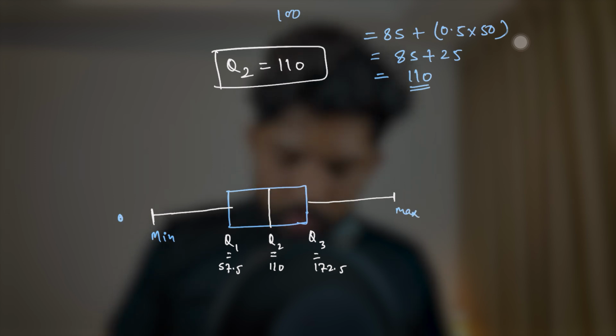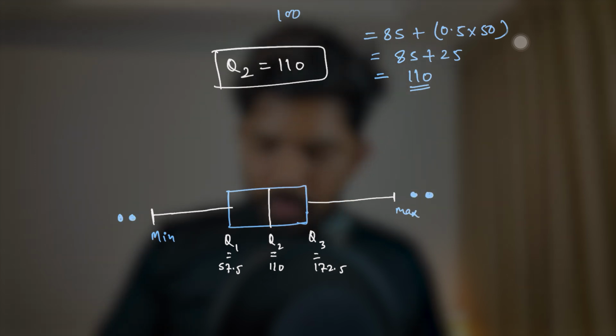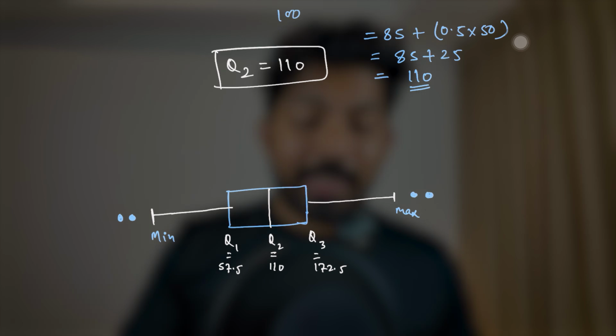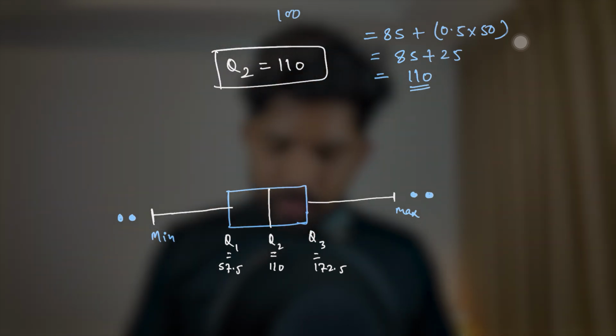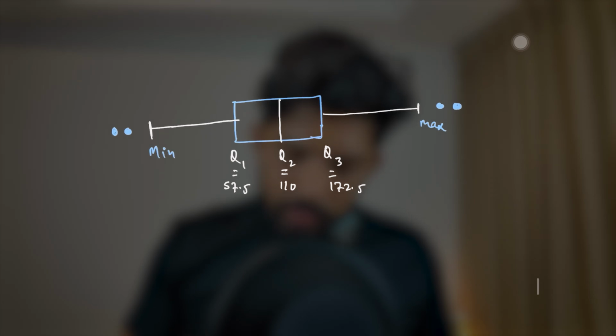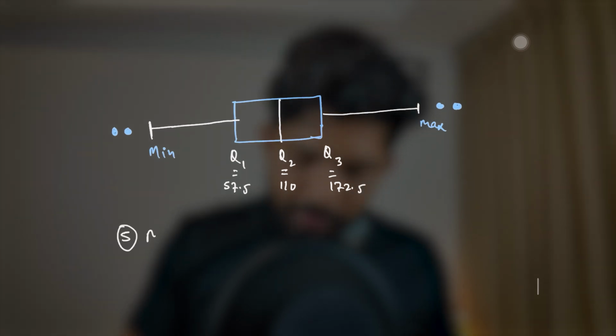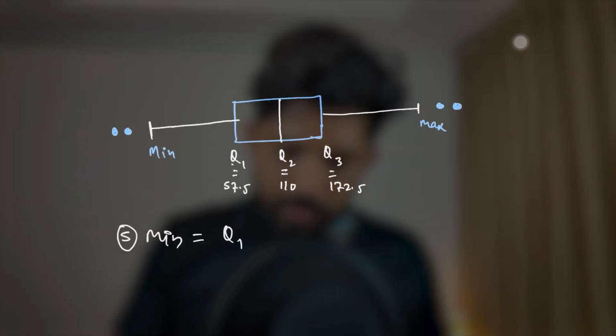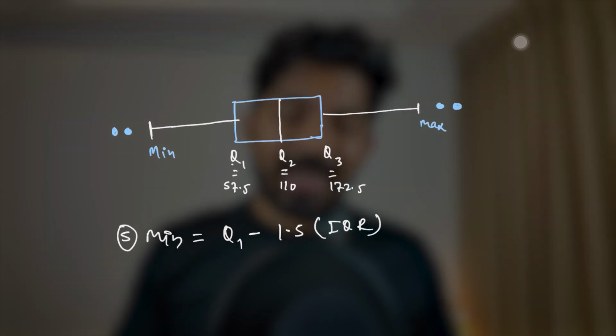And then we have the whiskers, right? So we need to find the values of the minimum and maximum and the whiskers. So now the formula, let me write the fifth step. The fifth point is to find the minimum: Q1 minus 1.5 IQR. And we have discussed already that IQR stands for interquartile range, which is Q3 minus Q1.